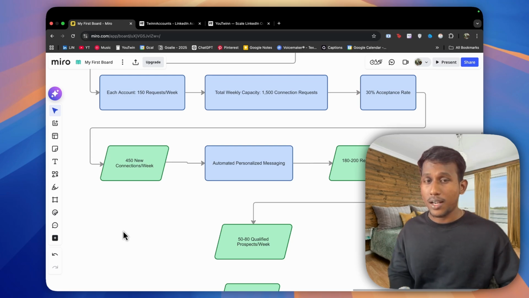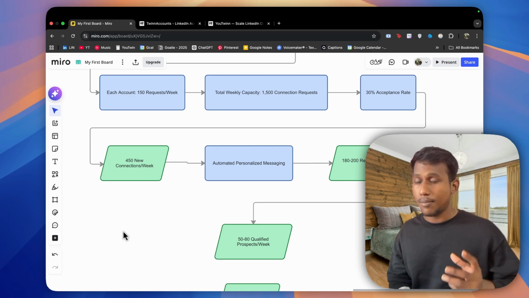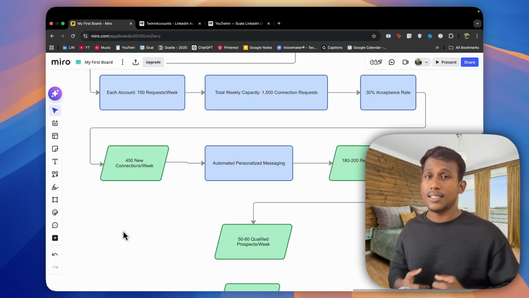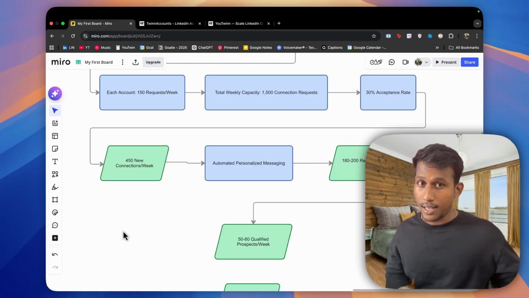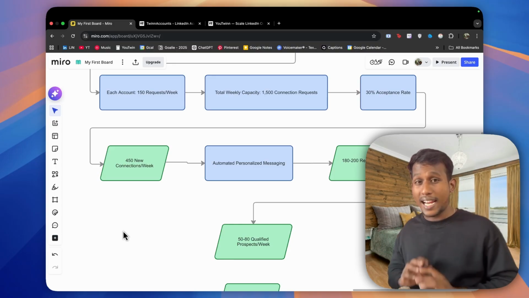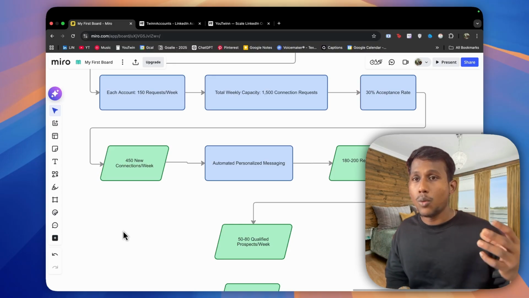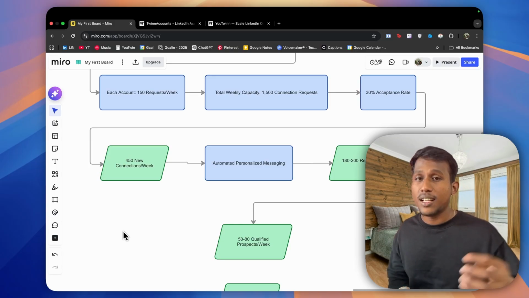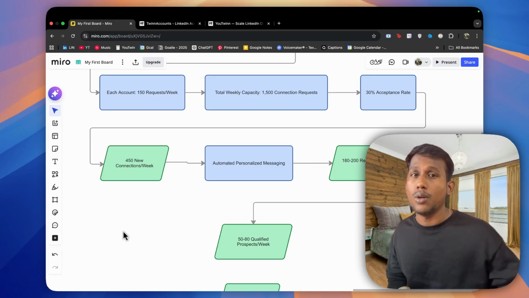That's why LinkedIn account renting exists, and that's why you have suppliers who found a way to source accounts from real people and rent them out to people who want to scale their LinkedIn outreach. So this is the basic idea behind it. Now let's talk about what you should look for before renting and how you can actually rent these accounts and use them for your own outreach.